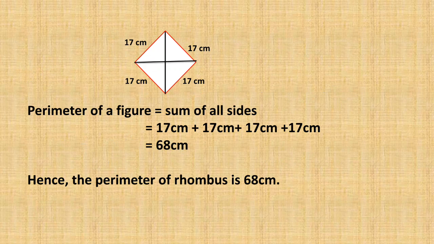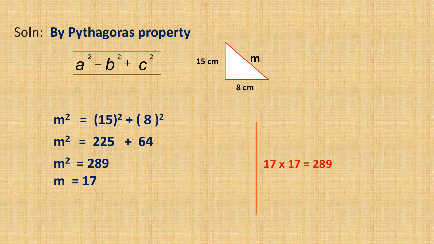What is the perimeter formula? Sum of all sides. So here we are adding all the 4 sides of 17 centimeter. We are getting 68 centimeter. Hence, the perimeter of the rhombus is 68 centimeter.